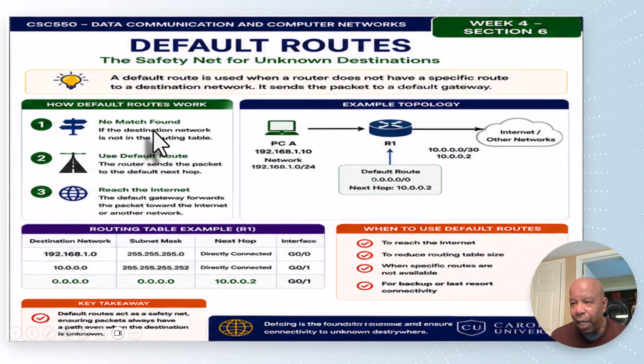I didn't find a match if the destination network is not in the routing table. Okay, so I can't find it. I can't look it up to say this is the route I want to take. So it uses a default route. The route sends the packet to the default next hop. To reach the internet, the default gateway forwards the packet towards the internet, or some other network.